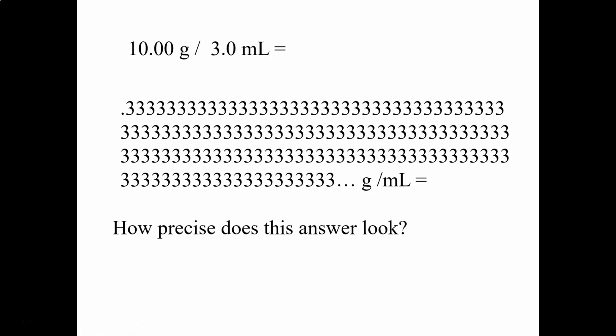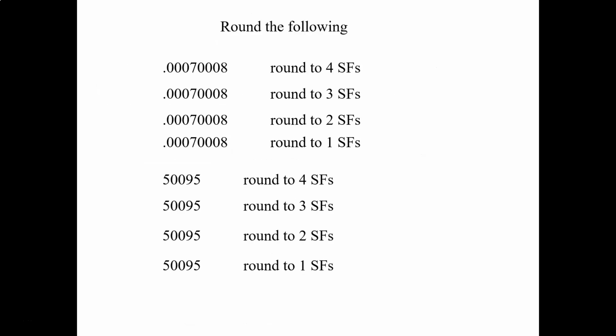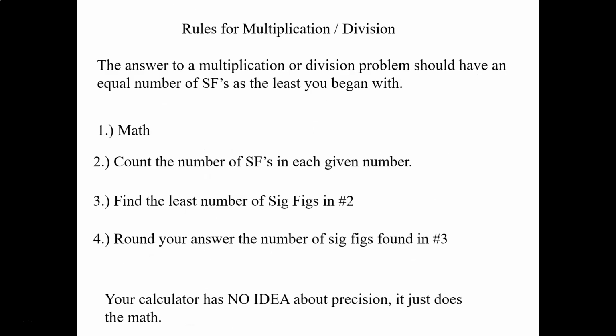So there's a problem here. I took imperfect numbers and I got a perfect number. So what that means is I need to round. This is the same rounding as we did before. These are the rules for multiplication and division.